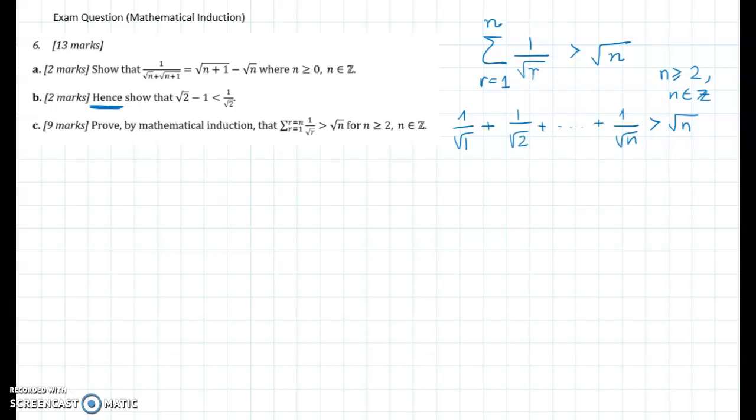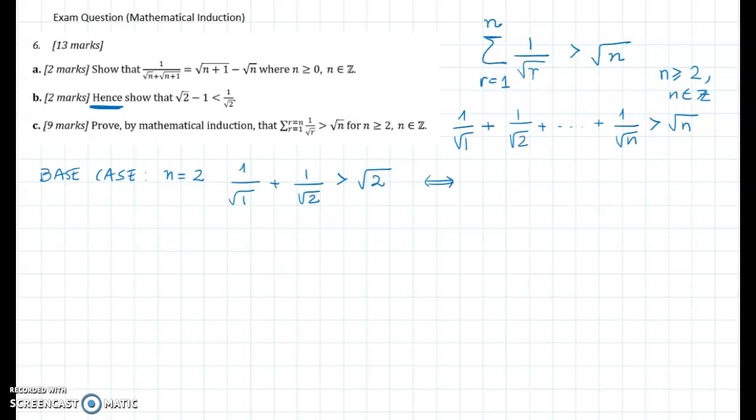The first step is going to be to prove the base case. The base case in this case is when n is equal to 2. So we are going to be summing only two terms. It's going to be 1 over square root of 1 plus 1 over square root of 2. That's all the sum has. And we want to see that this is greater than square root of 2.